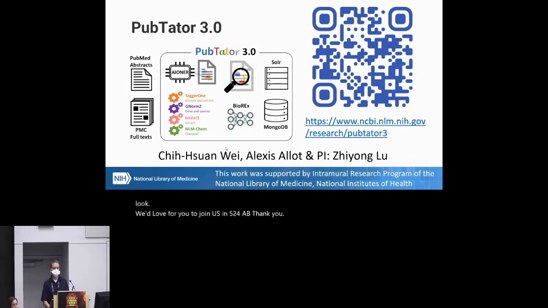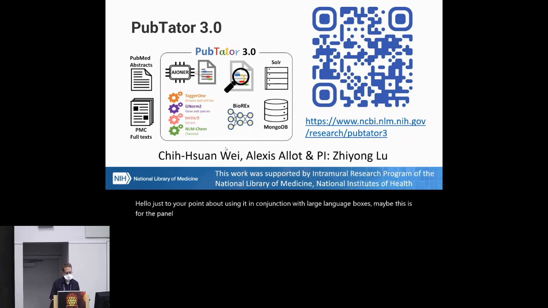Thanks. Any questions for Dr. Leaman? Yes. Sorry. Hello. Quick one, just to your point about using it in conjunction with large language models. And maybe this is for the panel tomorrow, but do you have any advice about interacting with PubTator as part of RAG approaches, things like this? So what would a typical workflow for a question look like in this context?